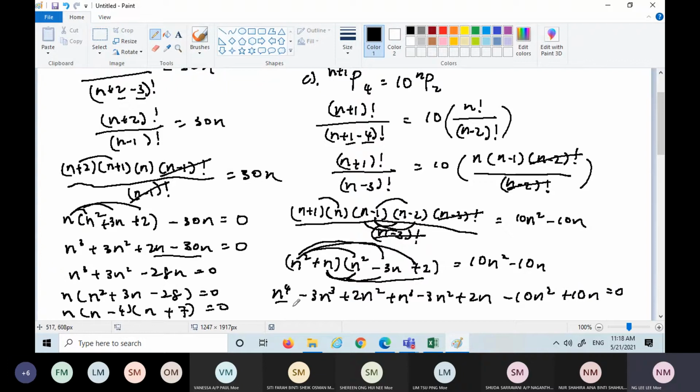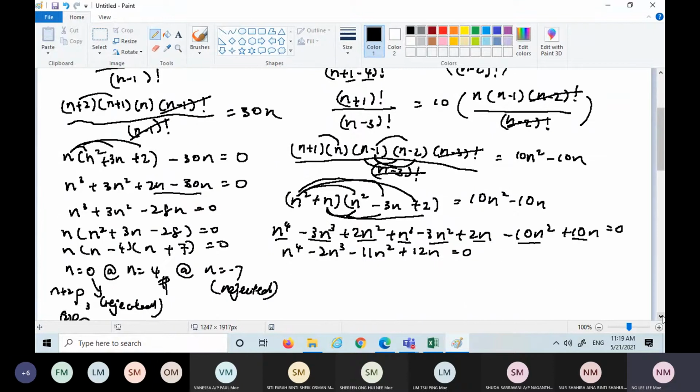Okay, now group the like terms. So n to the power 4, no more. n to the power 3, 3: minus 3 plus 1 is a negative 2 n to the power 3. Power 2, power 2, power 2: so 2 minus 3 is negative 1, negative 1 minus 10, negative 11. Next this and this, so 12n, equal to 0. Okay, next you check.